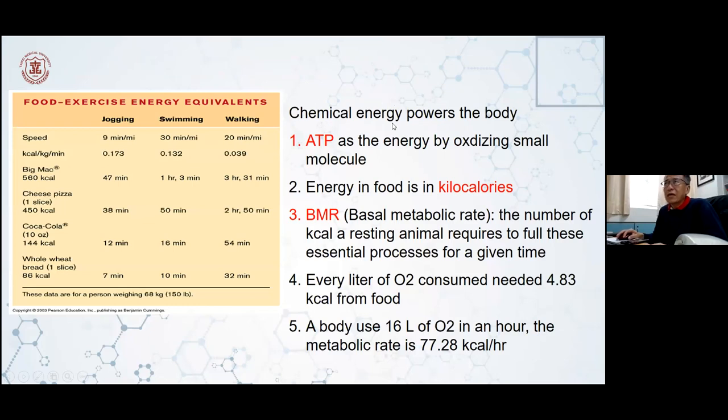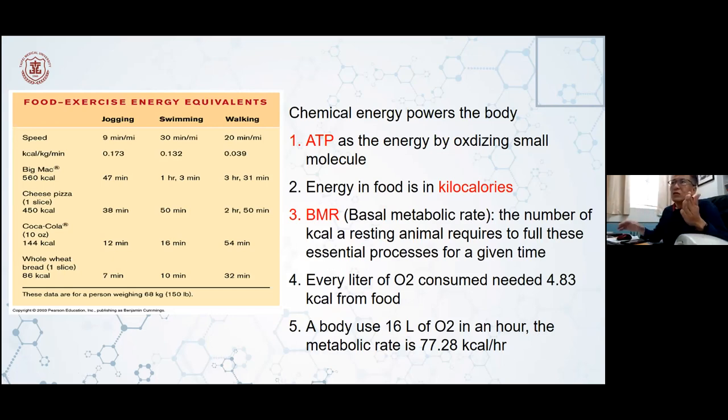So the first one is ATP. ATP is the energy produced by oxidizing small molecules. The energy in food is counted in calories. There is a term called BMR, basal metabolic rate. Basal metabolic rate is the number of calories a resting animal requires to fulfill essential processes in a given time. So how to measure the BMR? We cannot count the ATP because it is in a living animal.